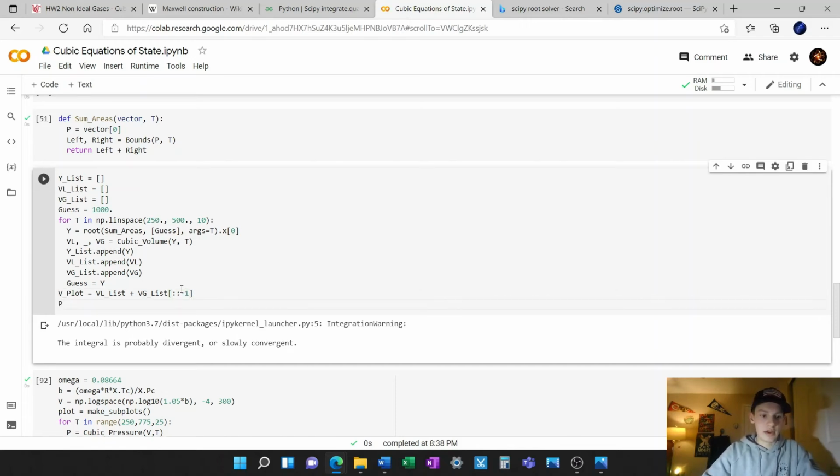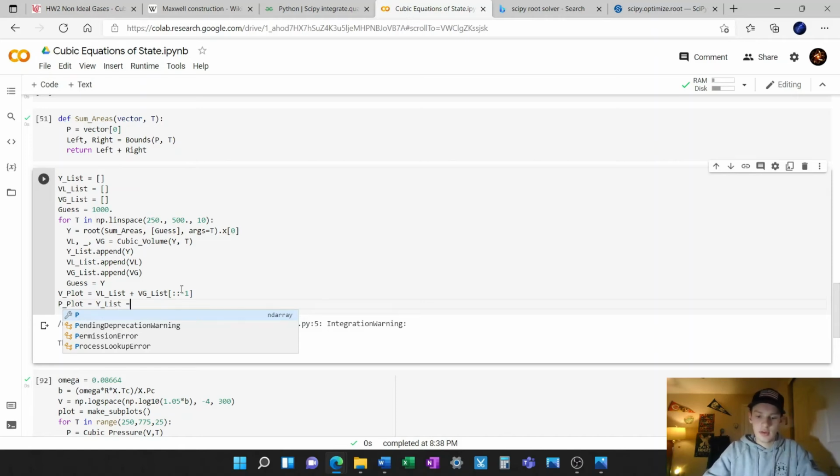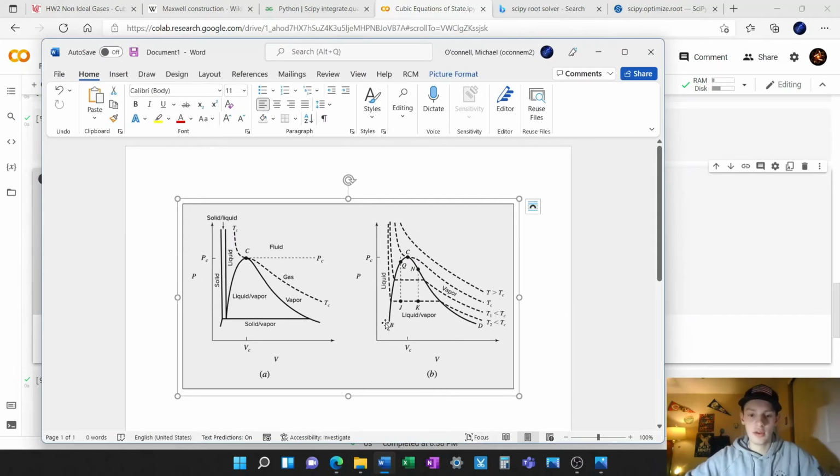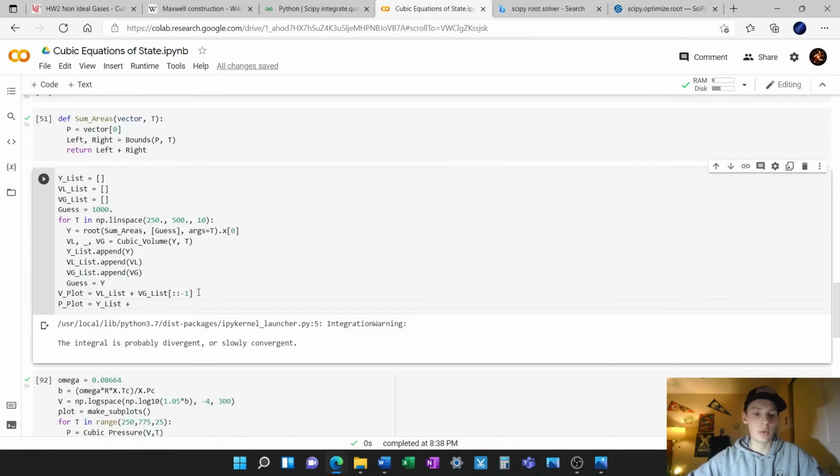The same will need to be done for pressure, and we'll call this P plot. And this is going to be our Y list. Now again, we are going to actually have to do the same thing because as we move up this curve, the pressure is increasing, and then we move back down the curve and the pressure is decreasing. So it's all about how we're approaching this point. That's what's going to dictate the order here.